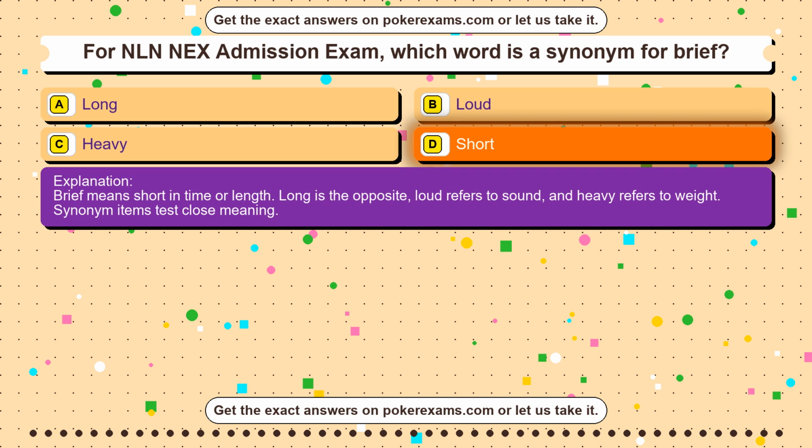Long is the opposite, loud refers to sound, and heavy refers to weight. Synonym items test close meaning.